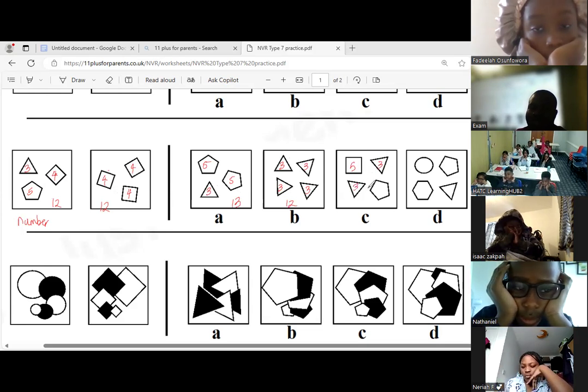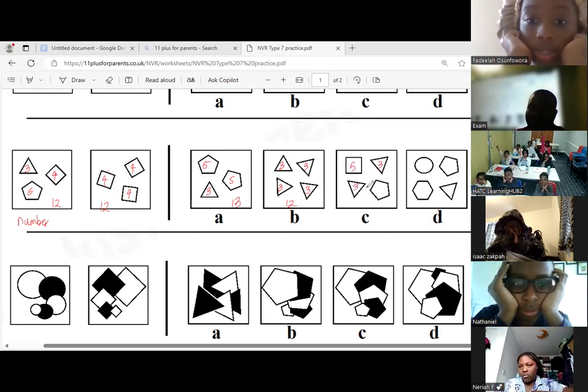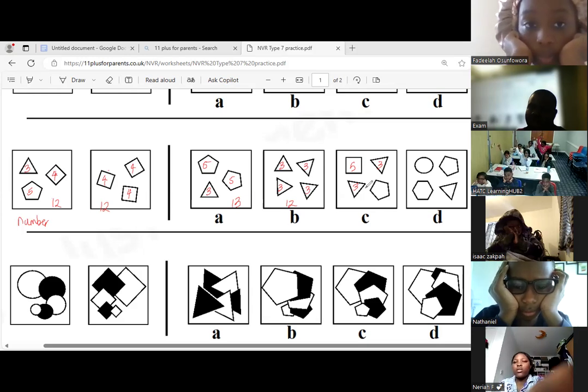Nathaniel, is your mouth working? Now, Fadila, is your mouth working? Naraya, is your mouth working? We are doing this together, so I need responses from you. Open your mouth.